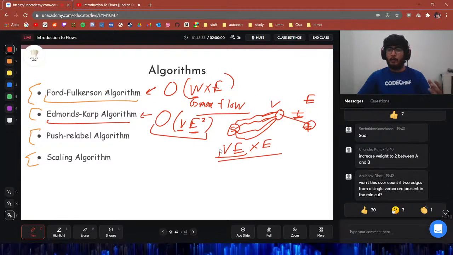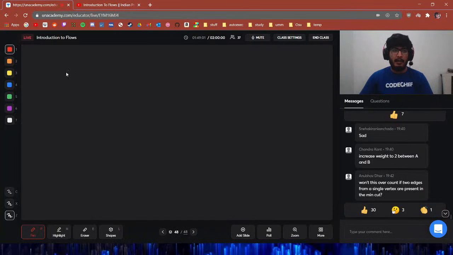Push relabel algorithm also works in lots of problems because the random case time complexity is really less. Actually the worst case time complexity here is big O of V cube, but in practice the time complexity is much less than that. What Edmond-Karp's was doing was just using a BFS. Push relabel is a little more complex. So let me add a new slide. So push relabel.